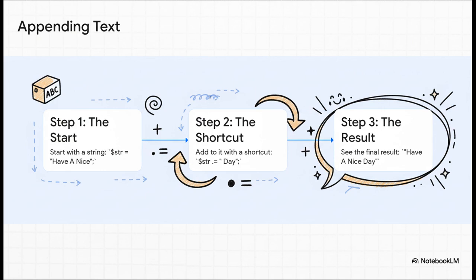So, in step 1, we start with a variable that holds the text, "have a nice." Then, in step 2, we use a shortcut operator. In this case, it's a dot equals to just tack on the word day directly onto the end of what we already have. And step 3, you see the result. Our original variable is now updated to "have a nice day." It's just a really efficient way to build a message piece by piece.